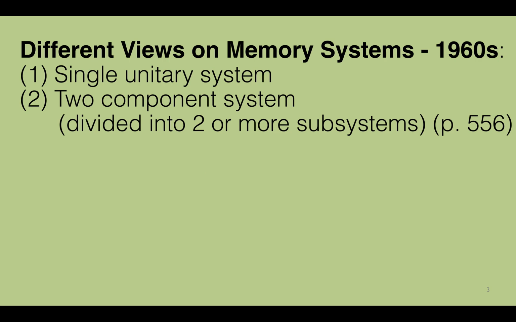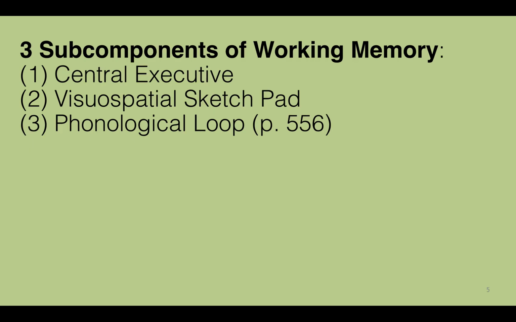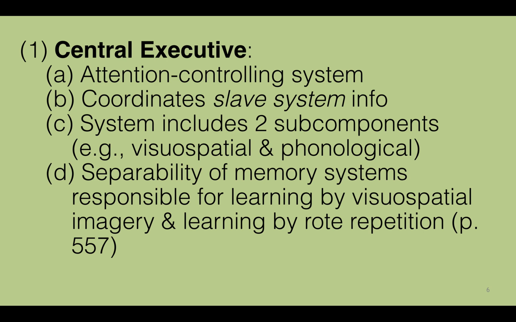The views on memory systems changed from the 1960s and 70s. During the 60s, there was the idea of there being a single unitary system of memory. This eventually gave way to a two-component system, which is divided into two or more subsystems. Then in the 1970s, there's a tripartite system, which we'll get into more, as you see in this diagram, with a central executive, as well as the subsystems of visuospatial sketchpad and phonological loop. I'll go over the three of them and make some conclusions.